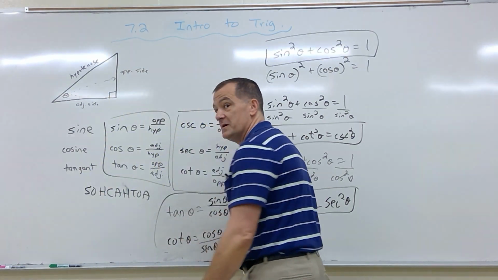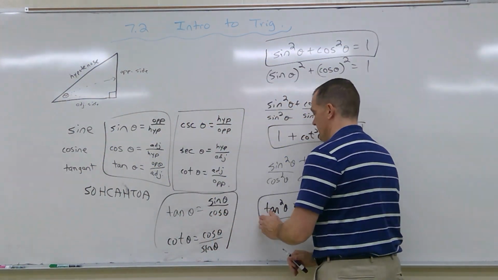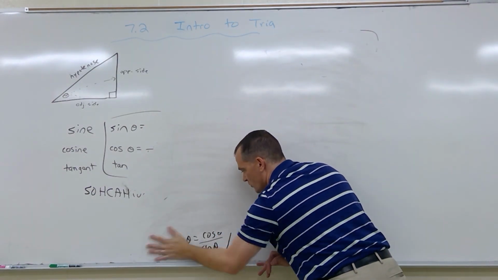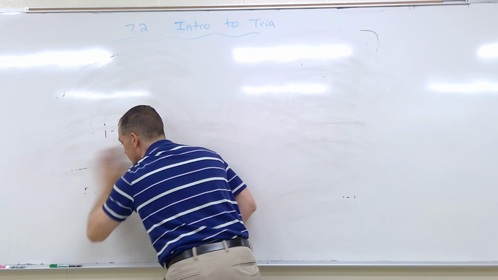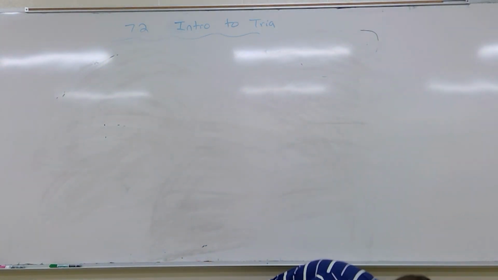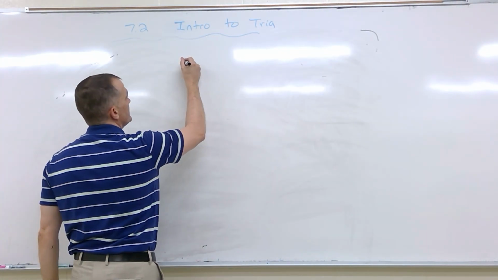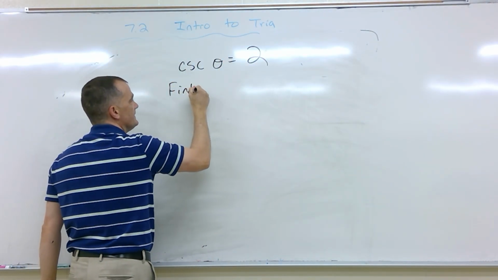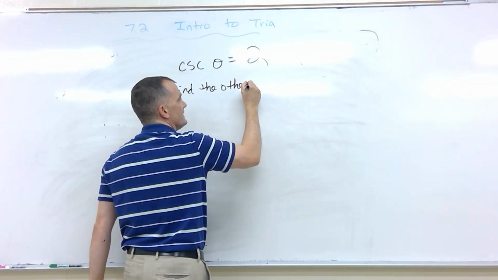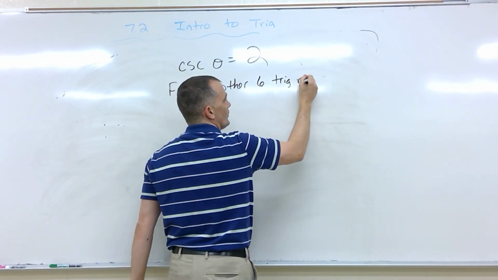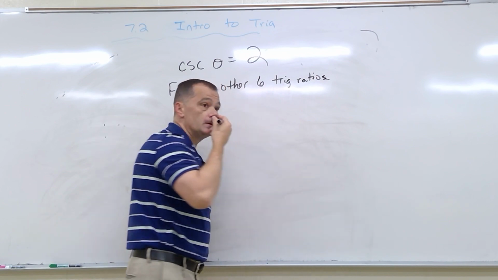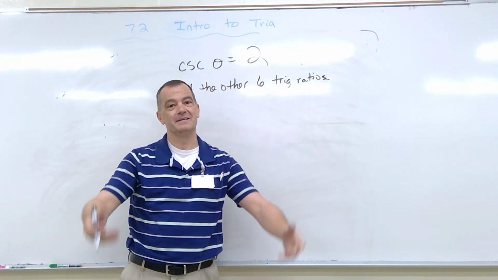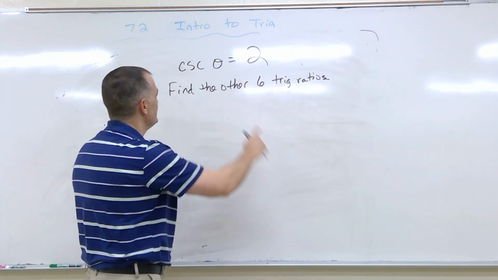So what I'm going to do, for lack of time, is just come up here and get rid of all this real quick. You love it when I do that. Look at that. Wow, it's all gone. And this was the problem. The cosecant of theta equals 2. Find the other 6 trig ratios. And this student said, I don't know what to do. I am completely lost. So let me show you what happens.